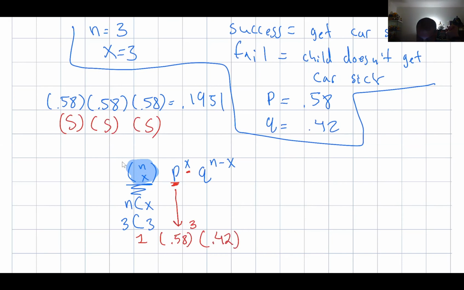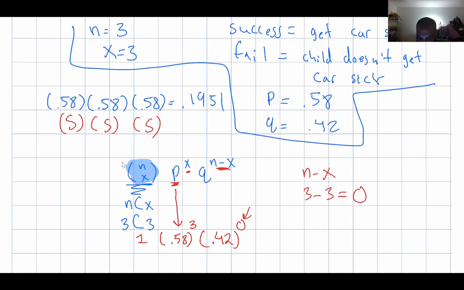So if you look at the n minus x, I'm going to do n minus x over here. In this case, what's our n? All right, so that's 3. What's my x? 3. So what's 3 minus 3? You want to check that math. So yeah, you get 0 right here.